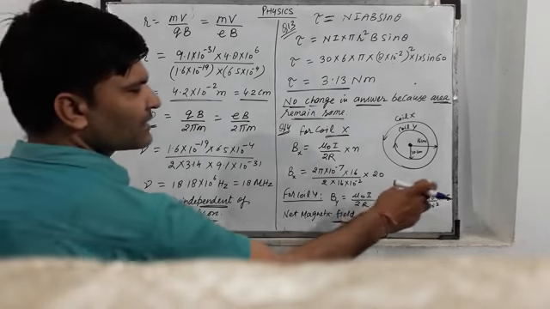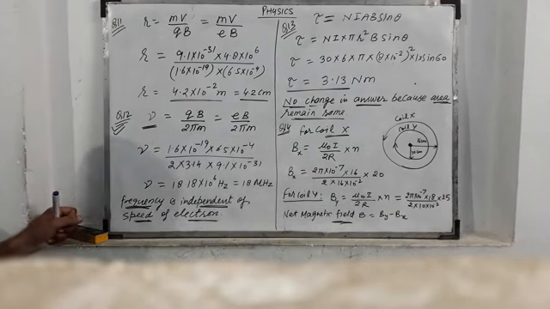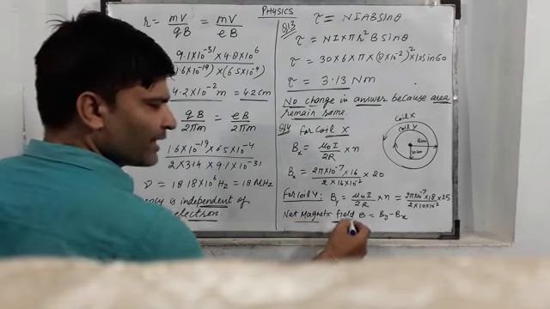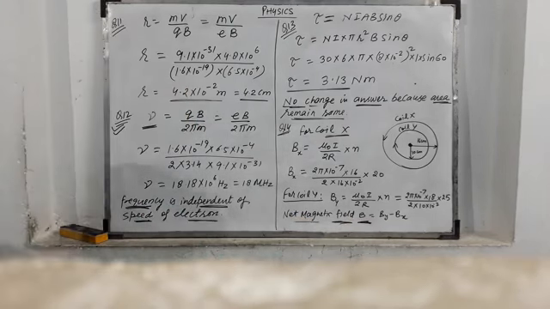Now the calculation is yours, and after calculating Bx and By, you calculate the net magnetic field B due to both coils.